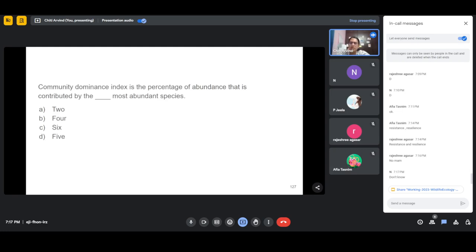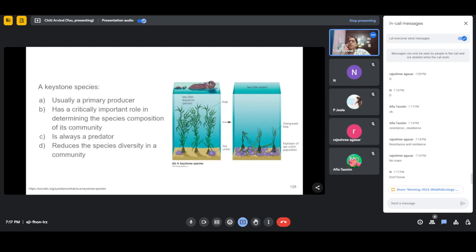Okay, alright. So if you look at the equation, it shows you the two most abundant species, right? The two most abundant species are those that are covered in the community dominance index, right? So that's the correct answer. Okay, so what is a keystone species? A keystone species is one that is usually a primary producer, has a critically important role in determining the species composition of its community, is always a predator, or reduces the species diversity in a community. So, which of the following answers is correct?